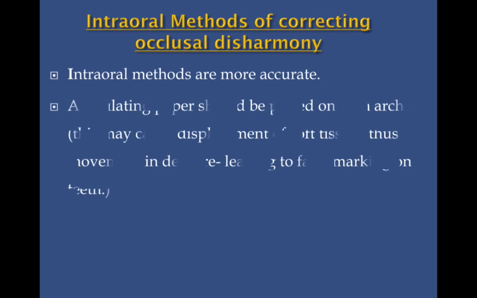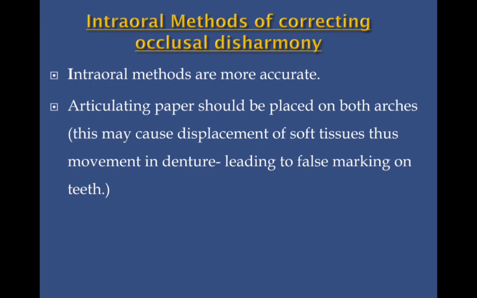The other method of correcting occlusal disharmony is the intraoral method. This intraoral method is considered to be a more accurate method because the errors can be, like the articulator, the mouth is the best articulator, right? So there itself the errors which are being done during the mandibular movement or the jaw movement in the patient's mouth are considered to be more significant, and we can do the same placing of the articulating paper and check for the occlusal interferences which are taking place during the mandibular movement.